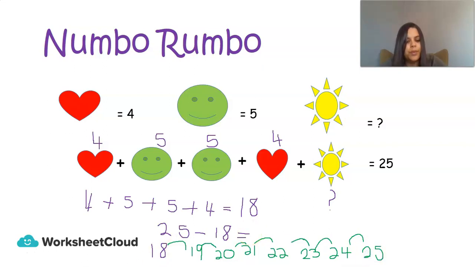So, we've jumped to our number 25, the number that we needed to stop by, the bigger number in our sum. So let's count that. How many jumps? It's 1, 2, 3, 4, 5, 6, 7. 7 jumps. So that means 25 minus 18 is equal to 7. And the sun, therefore, is equal to 7. Very good, grade 3.